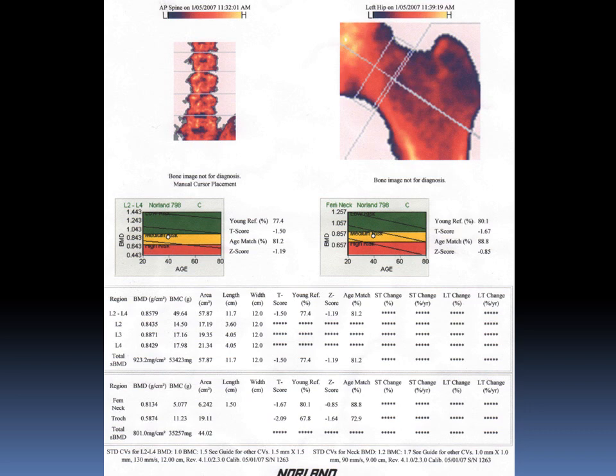What we've got here is an individual. You can see their t-score is minus 1.5 on their spine, and on their hip we can see that their t-score is a minus 1.67. This is what a DEXA scan would look like. So the individual is definitely in the osteopenia area and at an increased risk of developing osteoporosis if that's not managed.